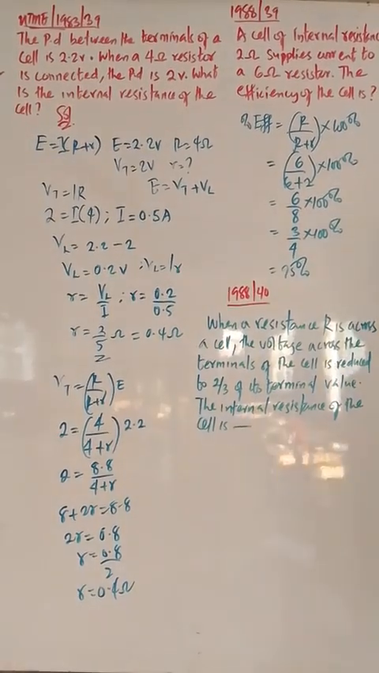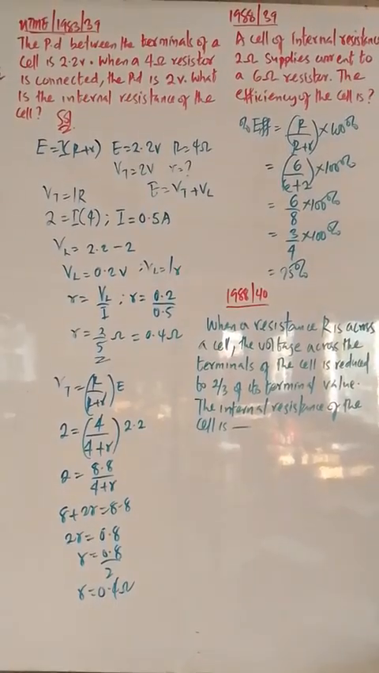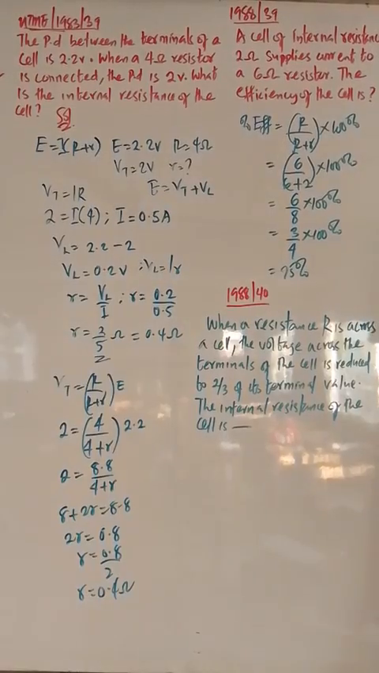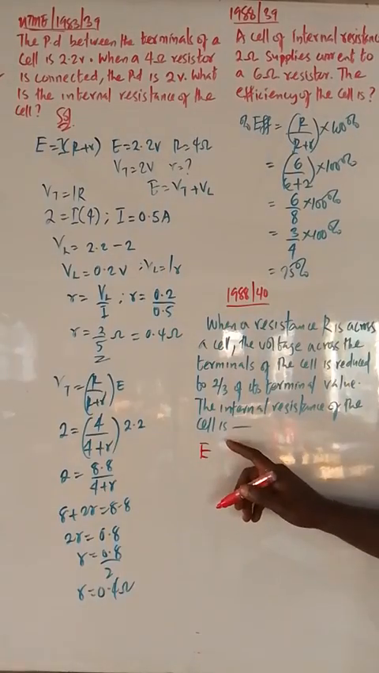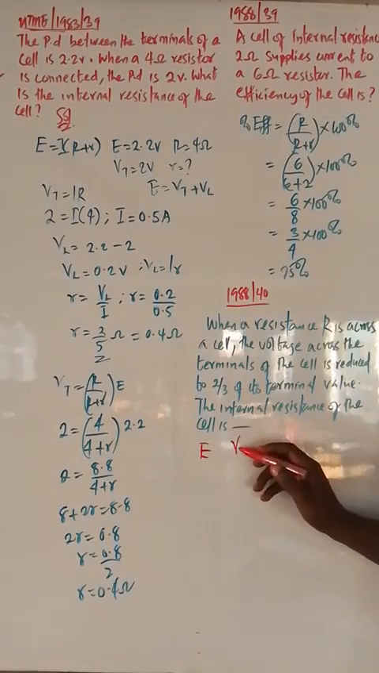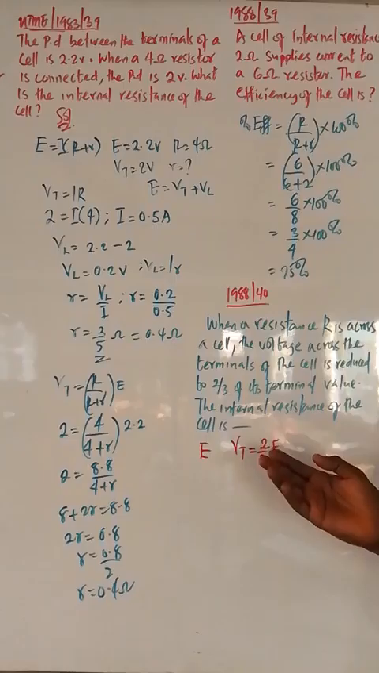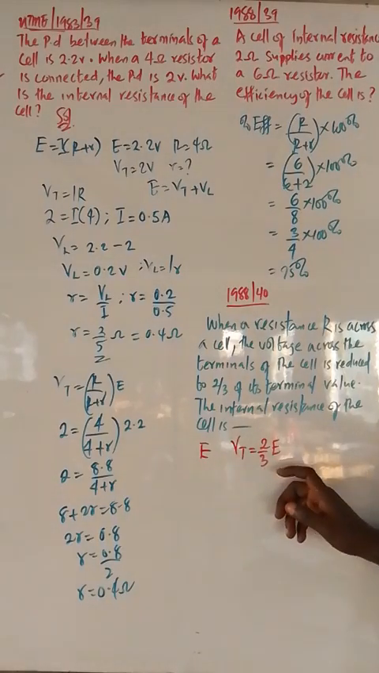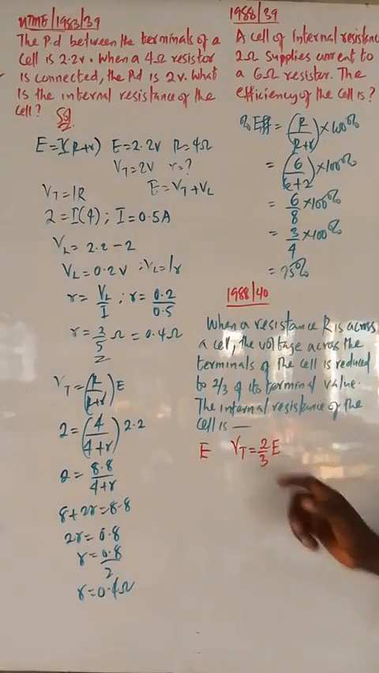Now for this question, when a resistance R is across the cell, the voltage across the terminals of the cell is reduced to 2/3 of its terminal value. So we know the terminal value is E. So it means the terminal voltage is actually 2/3 of the EMF. Then they ask, the internal resistance of the cell is. So the terminal voltage is 2/3 of its value when it's not supplying current. It means they are talking about EMF there.